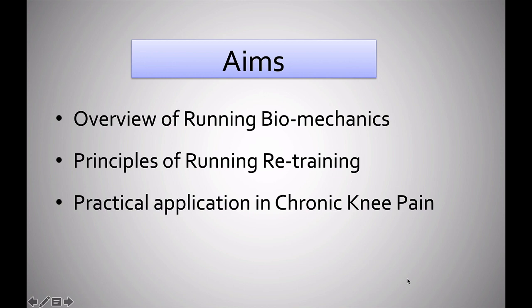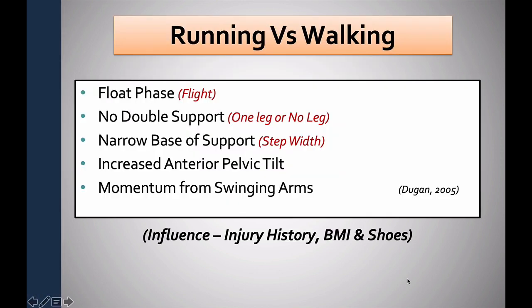ways to learn. Now I think I go through this in detail in the module on gait analysis, but it's always good to refresh running and walking. There are key differences here. There's a float phase in running. There is no double support in running. Running is either on one leg or no leg. The base of support becomes smaller when you run.